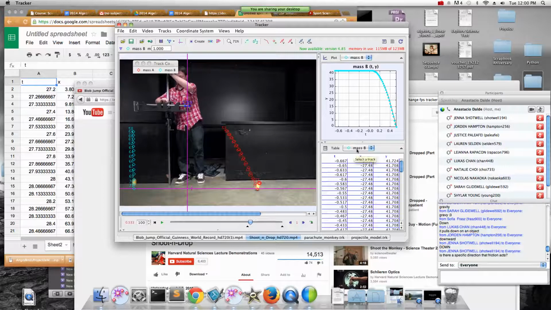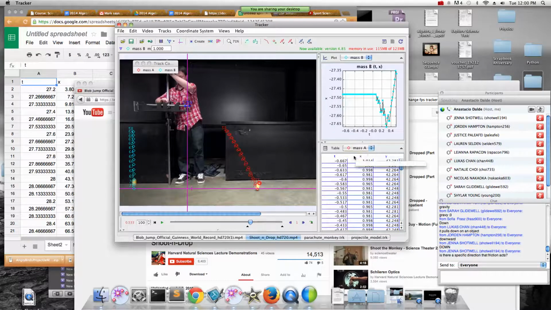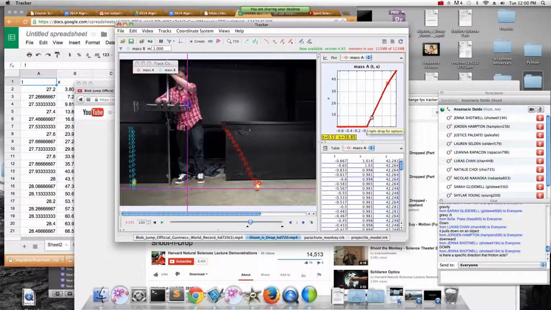I tracked the ball, and let's take a look at it. Look at the X position for mass A. All right, so I tracked it too early, and I have a bunch of tracks when it wasn't moving. So disregard that first part over there. But look at this over here.